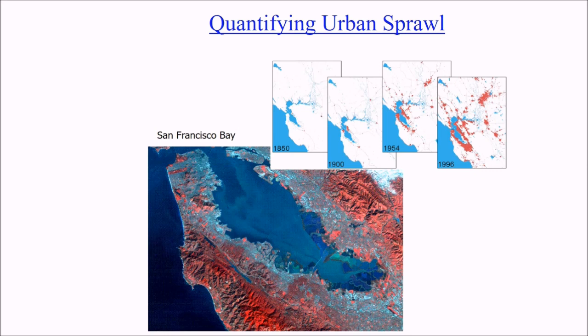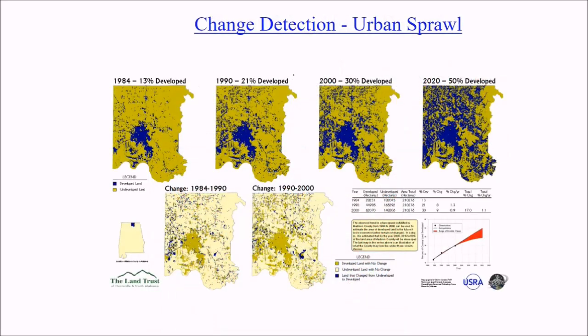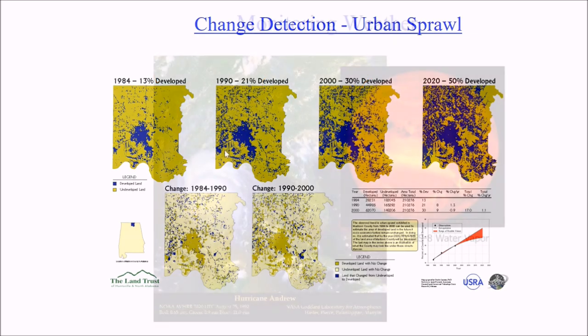This is quantifying the urban sprawl, how much urban sprawl has taken place. You can easily use this to measure the urban sprawl. Then the change detection of urban sprawl in different areas, meaning how much urban area has increased in due course of time.